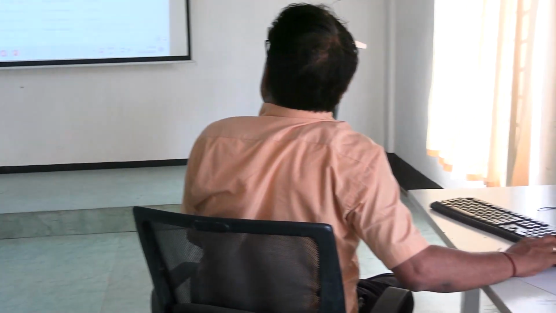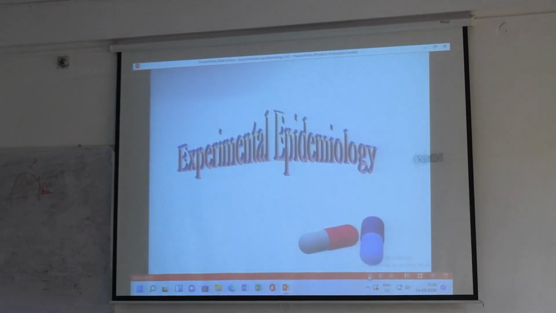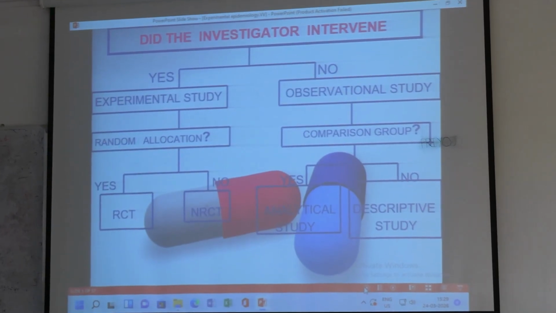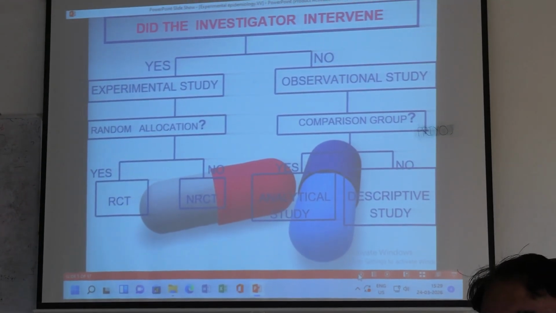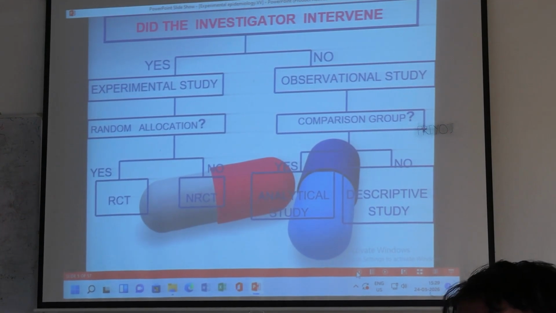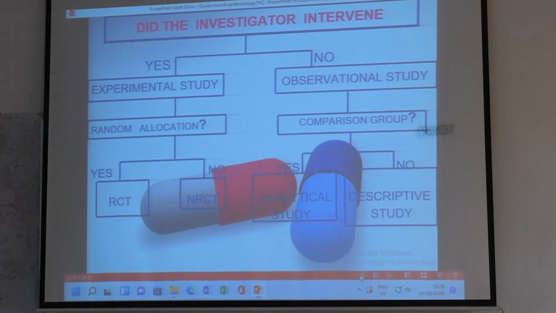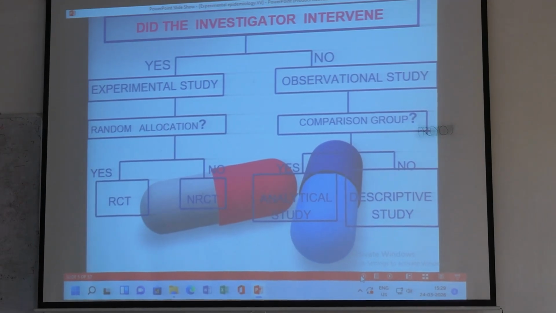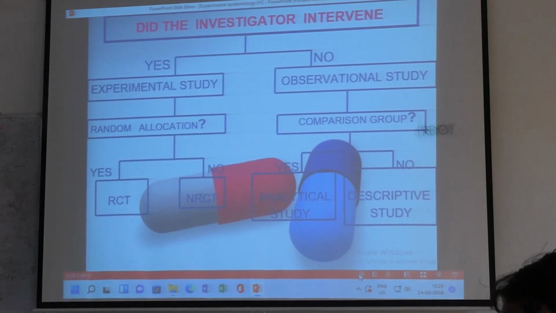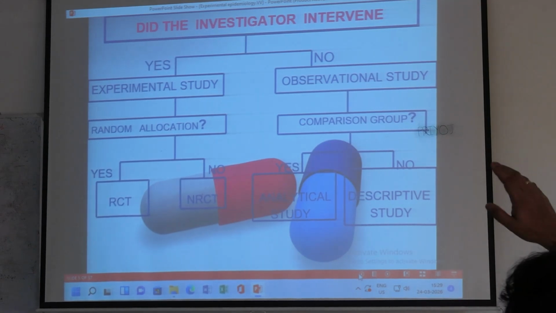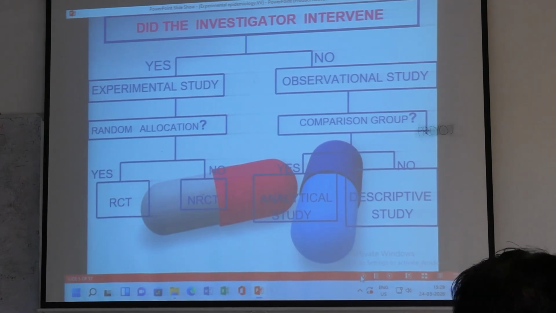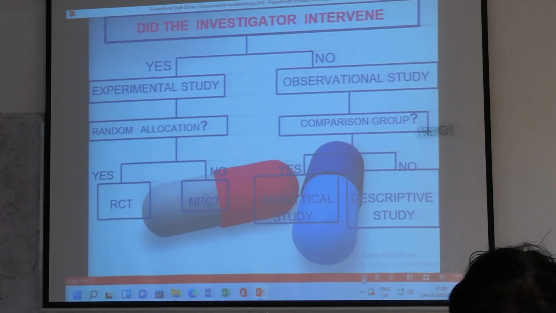Now the main stuff. I went this way because your friends have already covered all this. Here the question is, this is the heart of the experimental study. Did the investigator intervene? If yes, it's an experimental study. Then comes random allocation. If random allocation is done, it's called an RCT. If it is not done, it's a non-RCT. The other one is where there is no intervention, it's an observational study, with comparison group, case control, analytical and descriptive study.